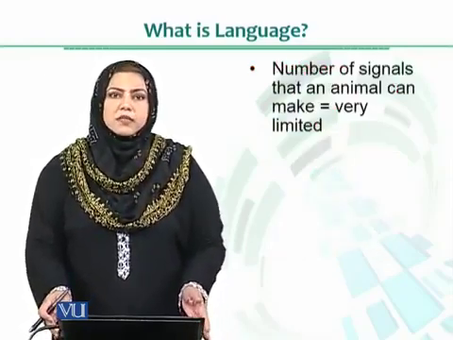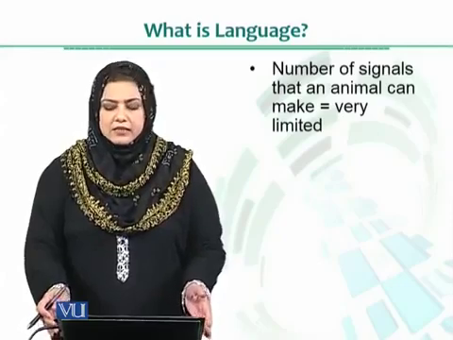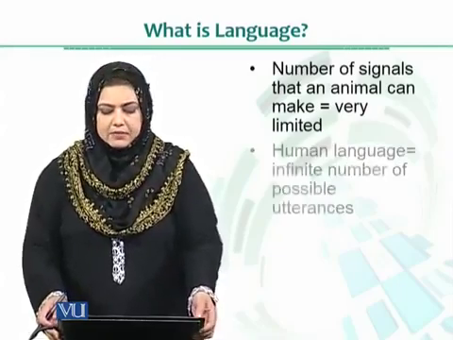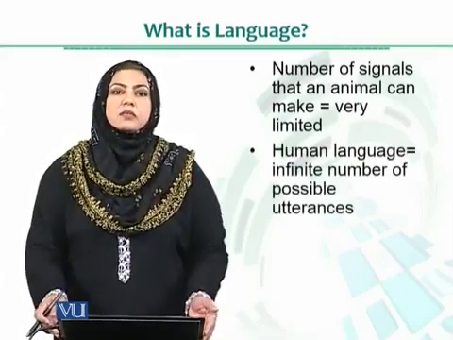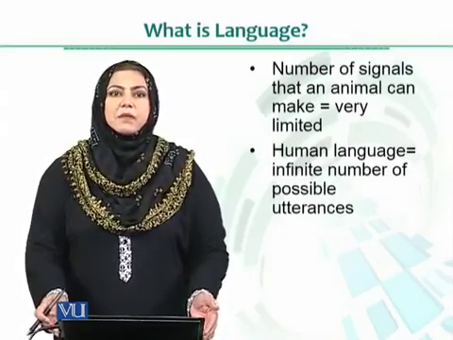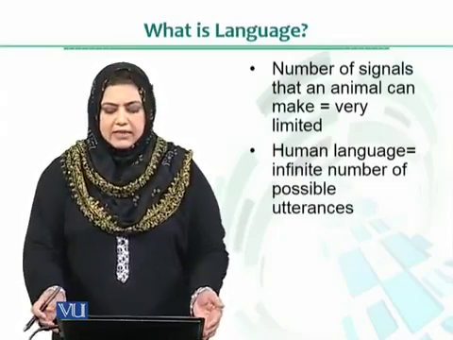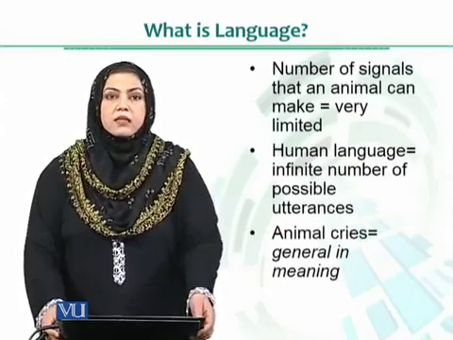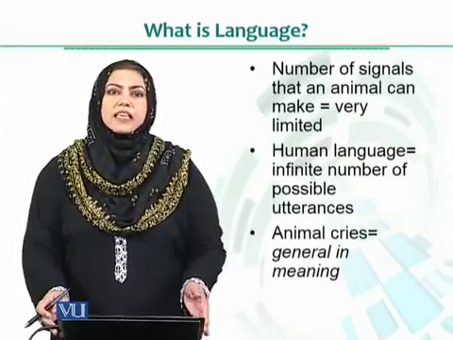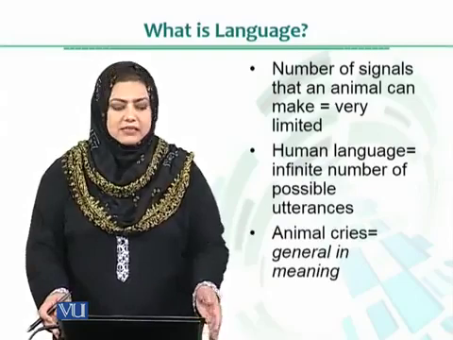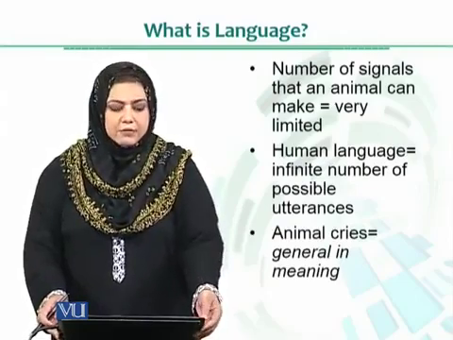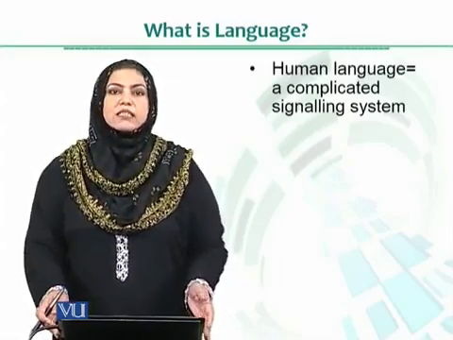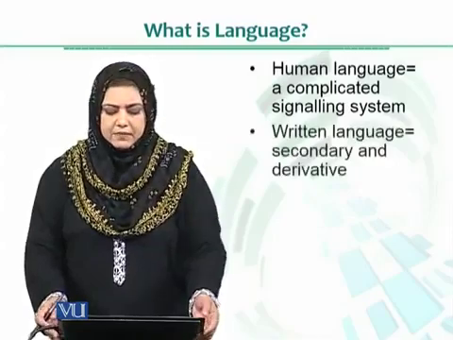Thus, we conclude that animal cries or signals are very limited in number, whereas human language is capable of producing meanings that are infinite in number and infinite in variety. The meanings of human utterances can be particular in particular contexts, whereas animal cries are very general. This leads us to the point that human language is a very complicated system of signaling.